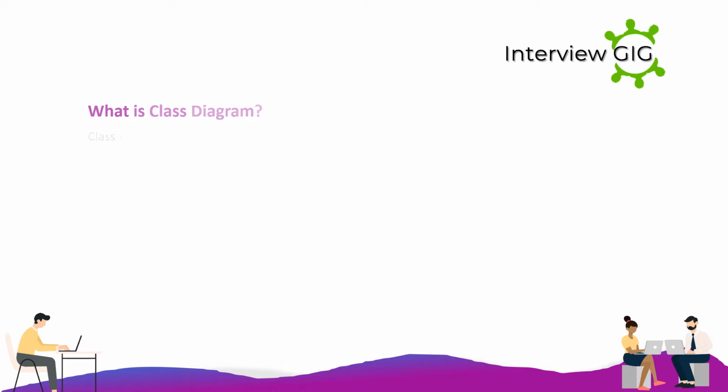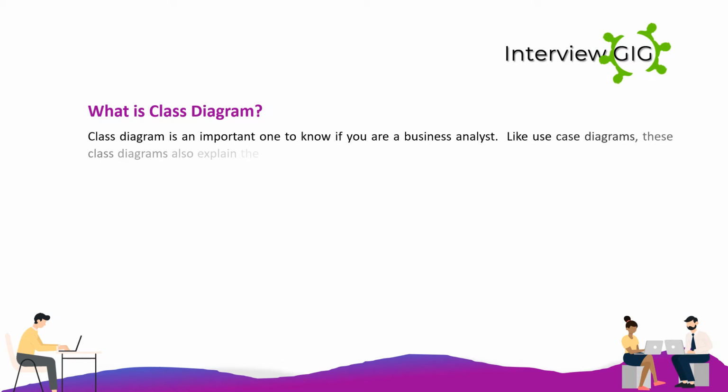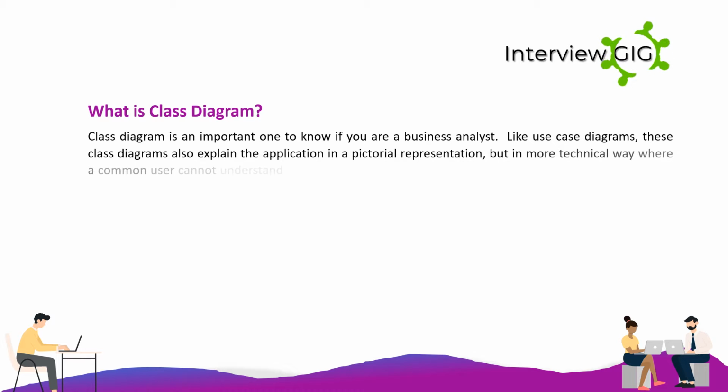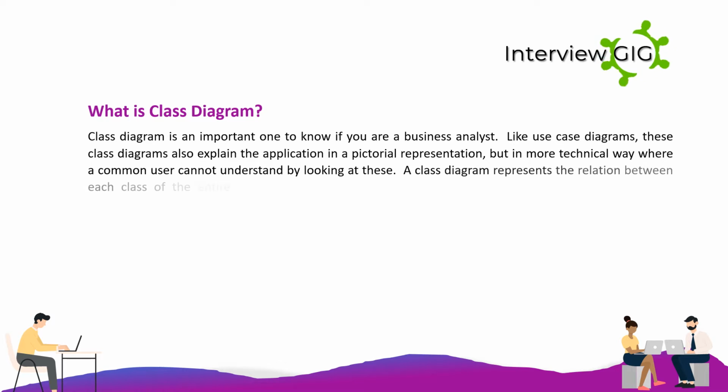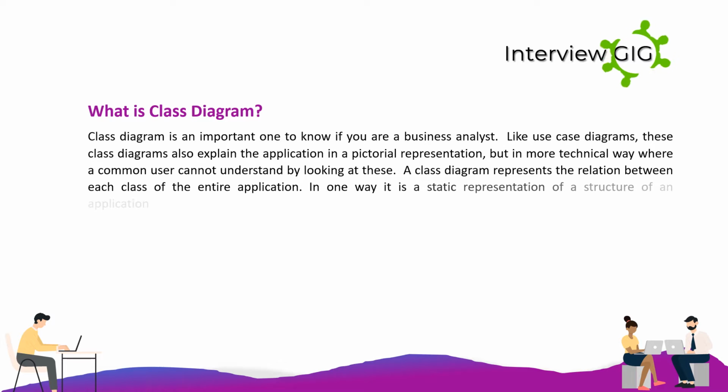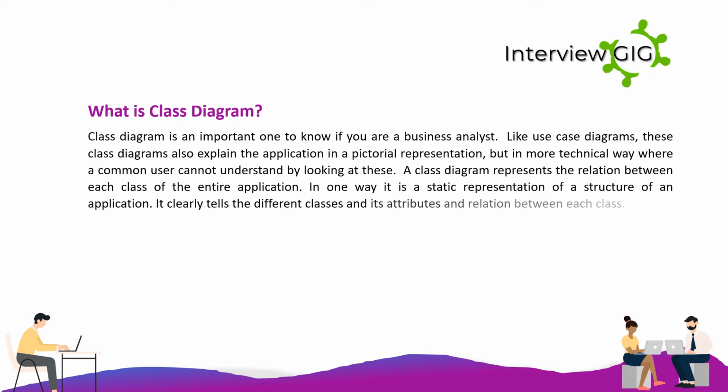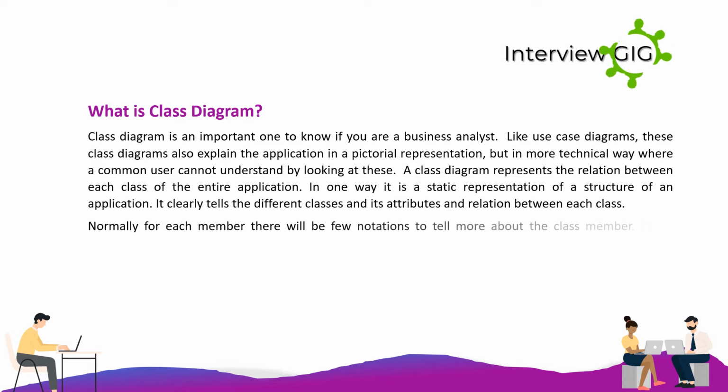What is a class diagram? A class diagram is an important one to know if you are a business analyst. Like use case diagrams, these class diagrams also explain the application in a pictorial representation, but in a more technical way where a common user cannot understand by looking at these. A class diagram represents the relation between each class of the entire application. In one way it is a static representation of the structure of an application. It clearly tells the different classes, their attributes, and the relation between each class.